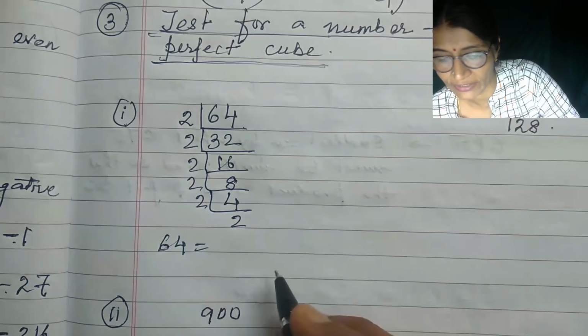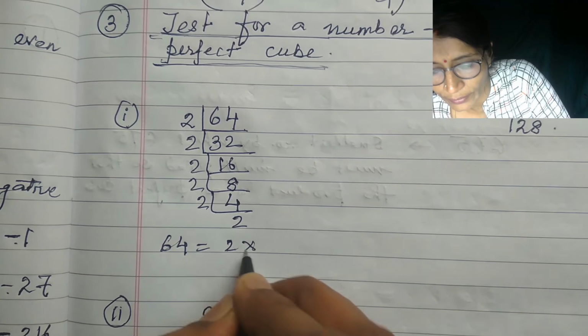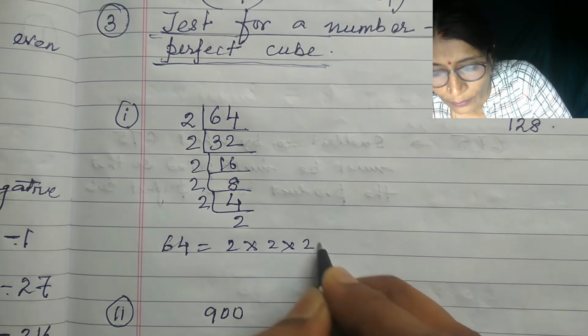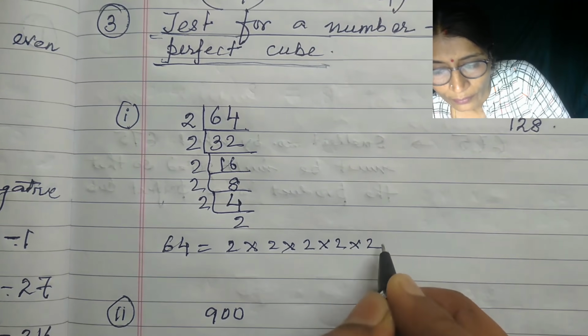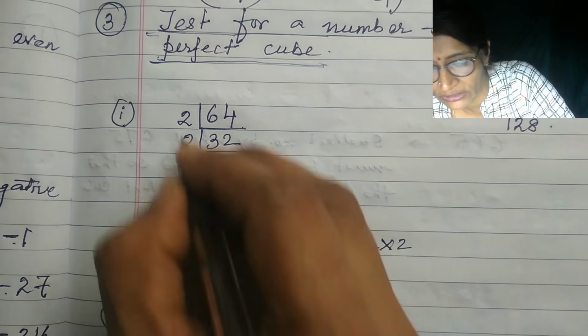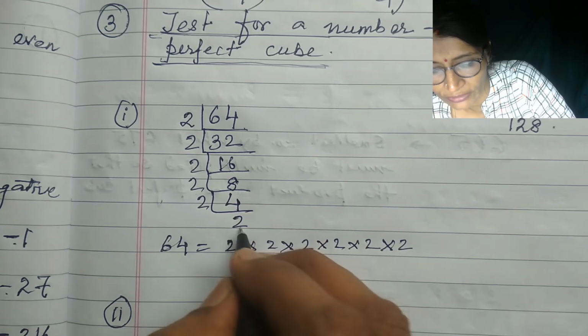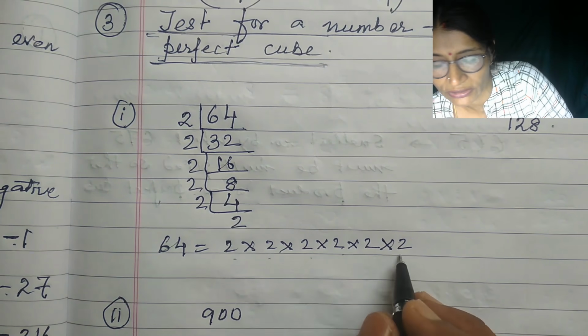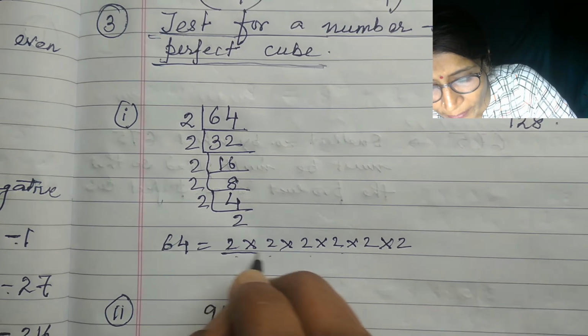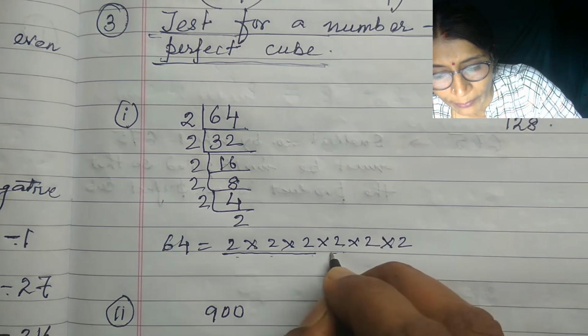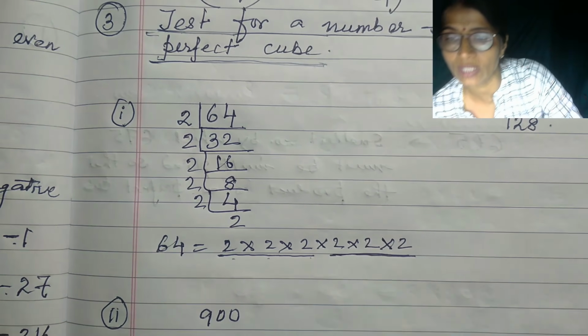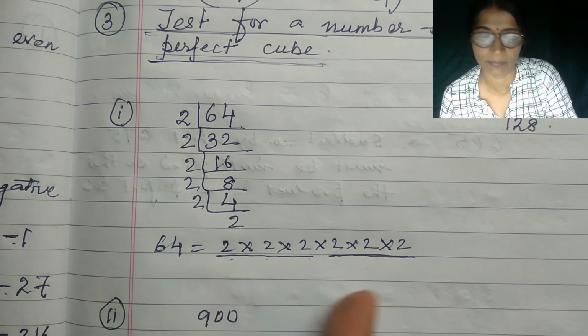First I will do prime factorization, then I will write it as 2 into 2 into 2 into 2 into 2 into 2, because these are 6 times: 1, 2, 3, 4, 5, 6. Then I will take the triplets. This is one triplet, this is another triplet. So all the prime factors are in triplet form here.